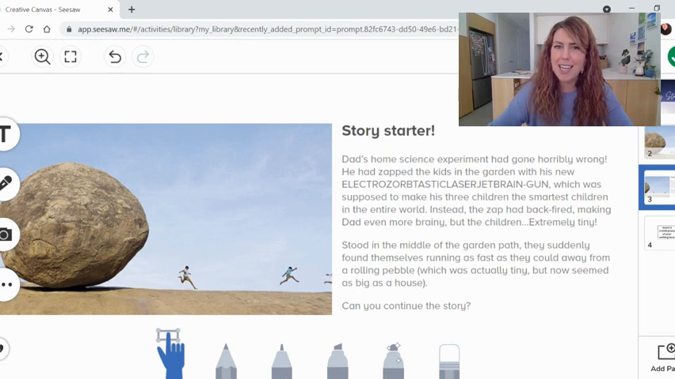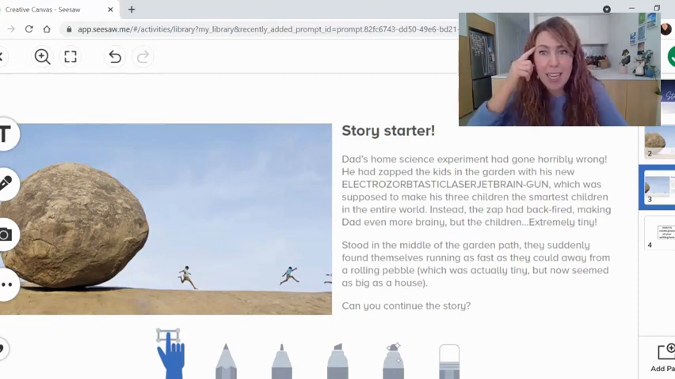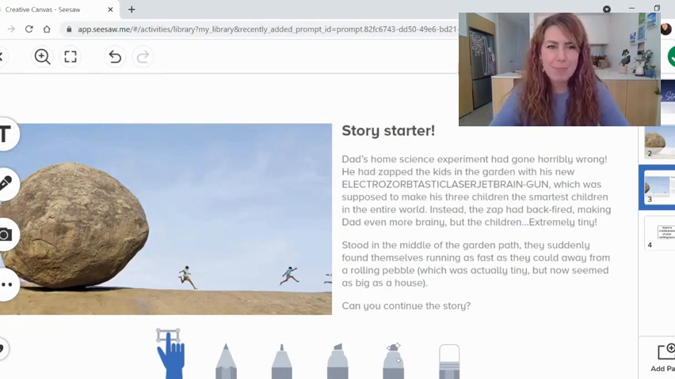Oh, it's an interesting one today. So if we have a look, Dad did a science experiment. He wanted to make his kids the smartest in the whole world, but he's accidentally shrunk them. He's made himself even more brainy and his children extremely tiny. It's going to be an interesting one today.